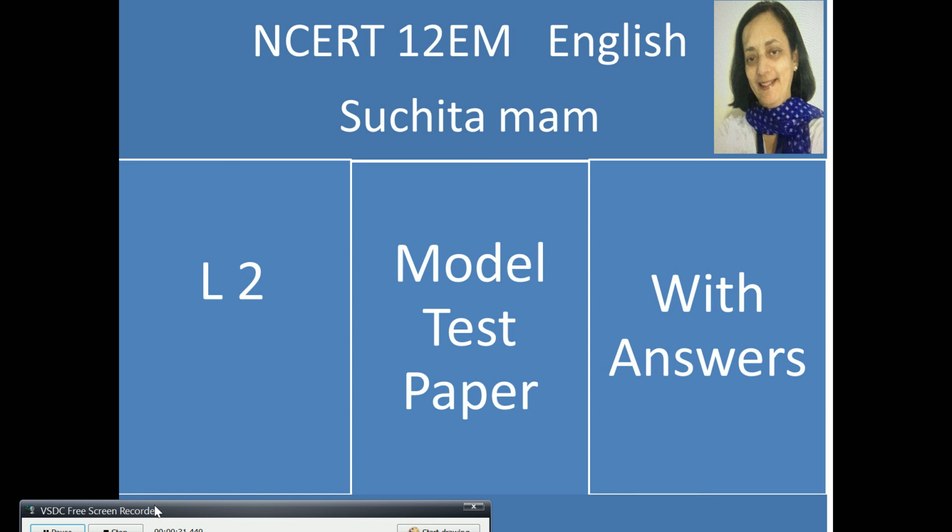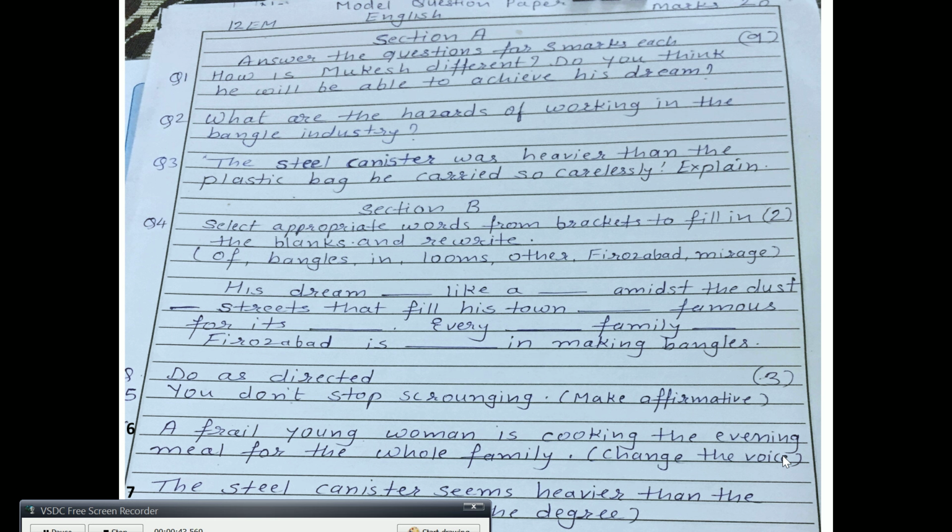So this is your model question paper. Because we have only 20 marks, we cannot include all the sections, so it cannot be just the ditto style of the board paper. It cannot be, because the marks are only 20. So in this paper we have section A, questions and answers. 3 questions have been asked here. Section B, we have vocabulary fill-ups.